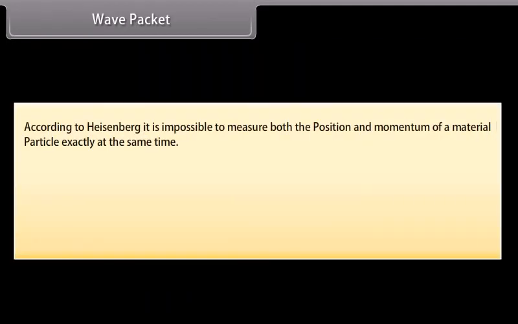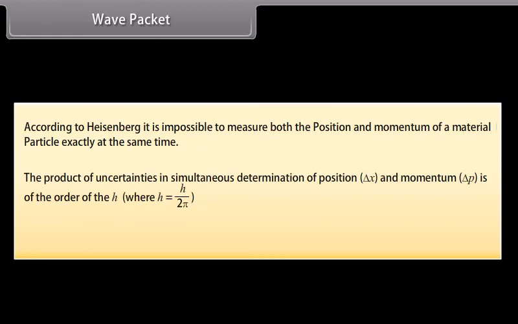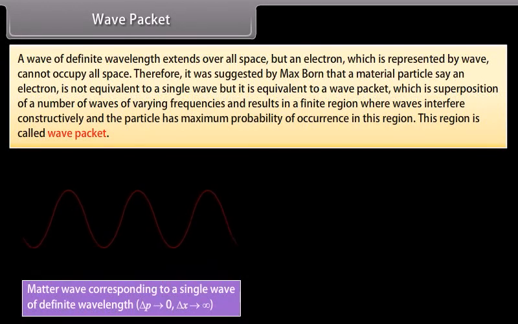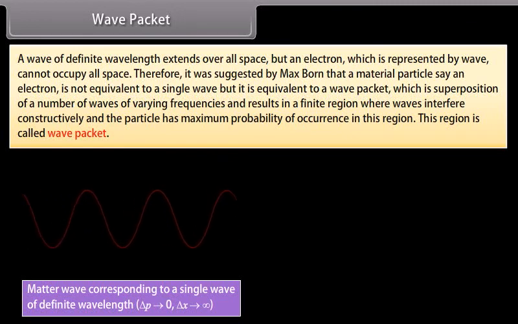Wave packet. According to Heisenberg, it is impossible to measure both the position and momentum of a material particle exactly at the same time. The product of uncertainties in simultaneous determination of position delta x and momentum delta p is of the order of h cap, where h cap is equal to h by 2 pi: delta x into delta p is approximately h cap. A wave of definite wavelength extends over all space, but an electron, which is represented by a wave, cannot occupy all space.